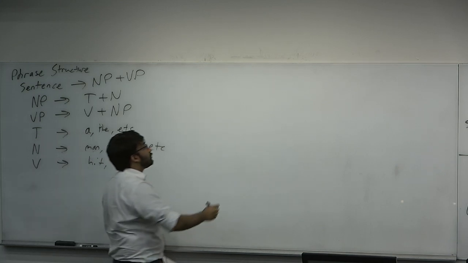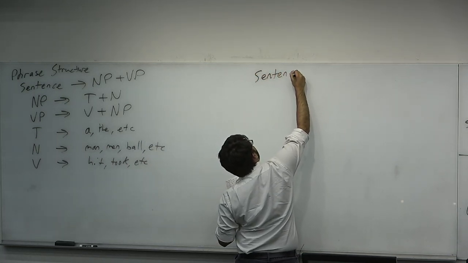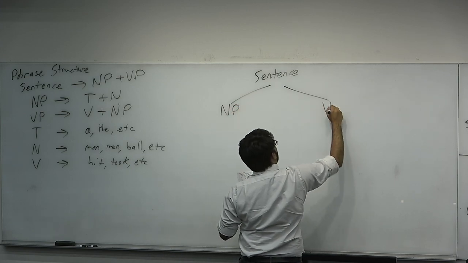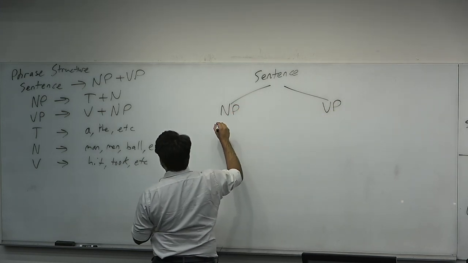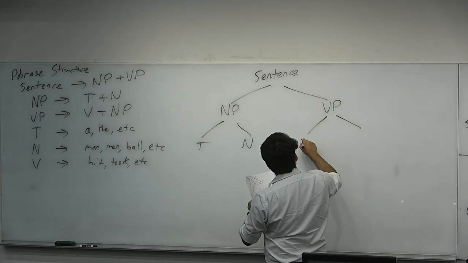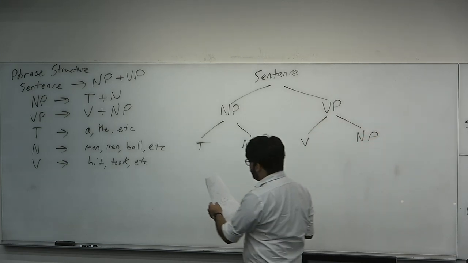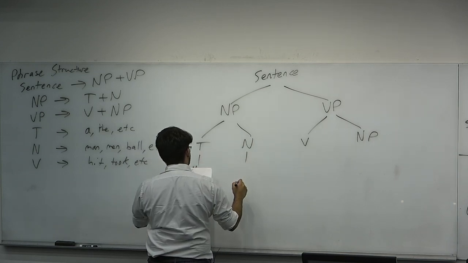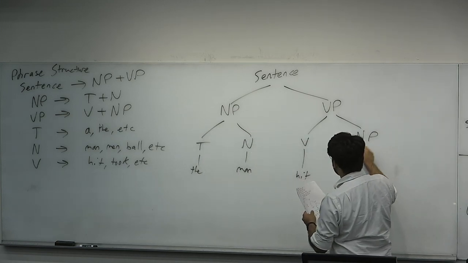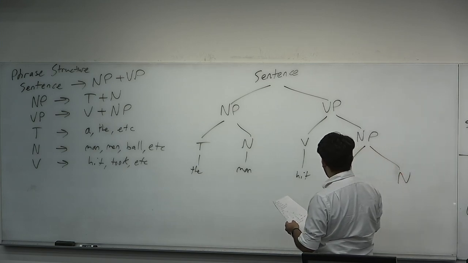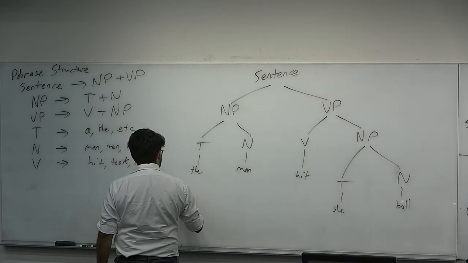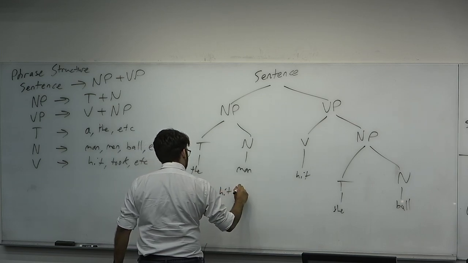So what I'll do is describe what's called a parse tree. A parse tree is a way to explain how a CFG produces a certain sentence. So a sentence produces a noun phrase and a verb phrase. And then a noun phrase can produce an article and a noun. And the verb phrase then produces a verb and a noun phrase. And let's say this produces man. Let's say this produces hit. And let's say noun phrase produces an article and a noun. And let's say this is the ball. This produces the sentence, the man hit the ball.